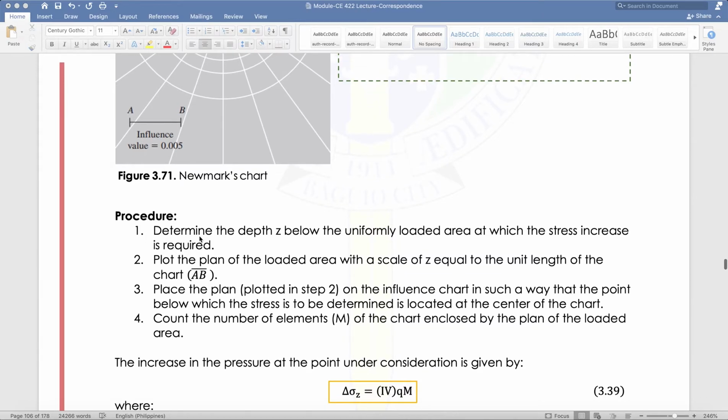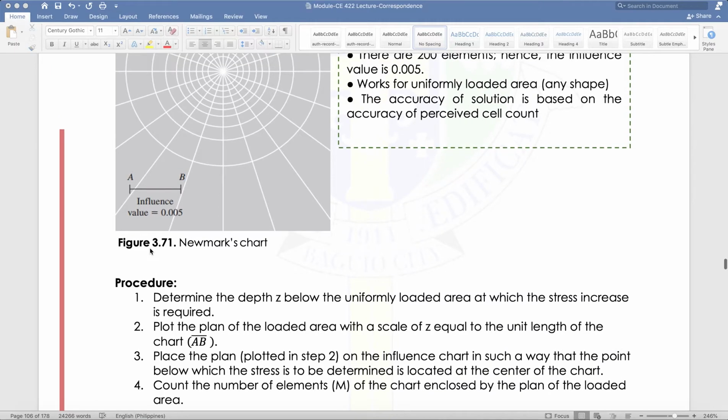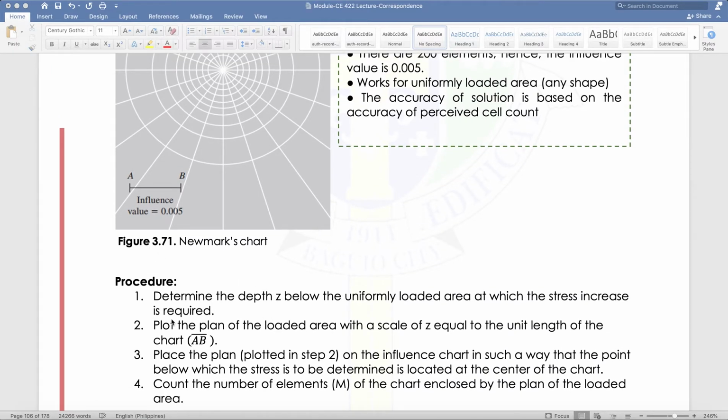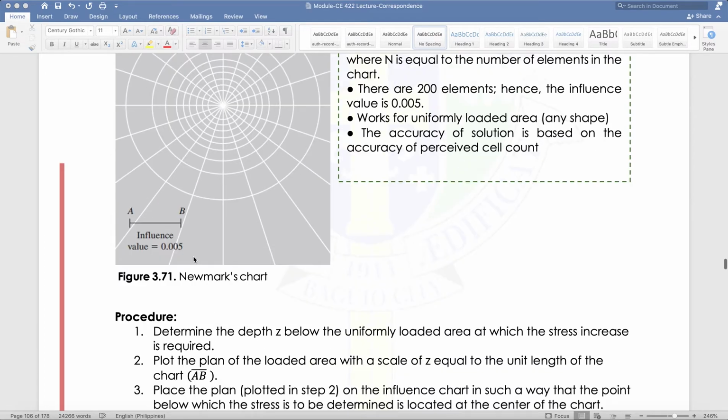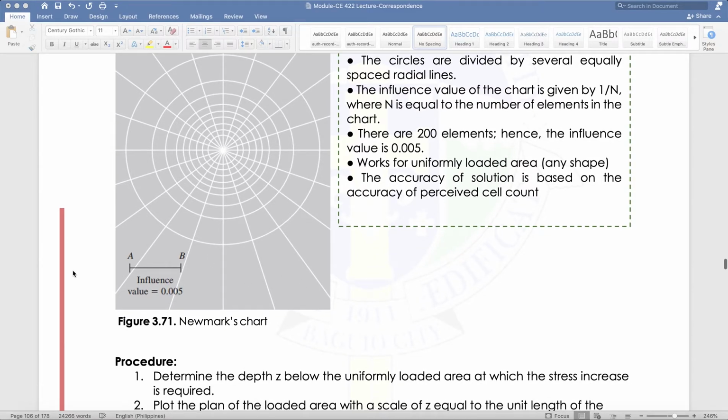Okay, so what are the procedure? Number 1, determine the depth z below the uniformly loaded area at which the stress increase is required. So we need to determine the z. Then plot the loaded area with the scale z equal to the unit length of the chart. So for example, we have a depth z, then that z is equivalent to from point A to point B of this chart, and this chart will be our basis.